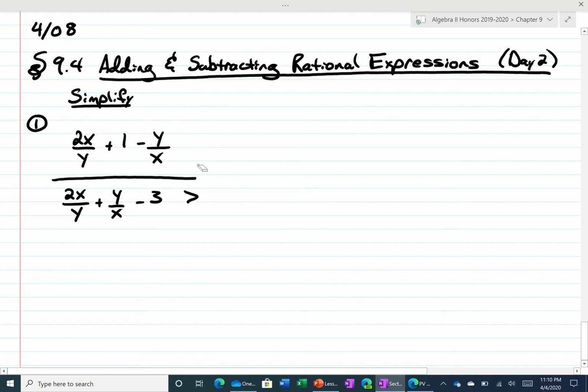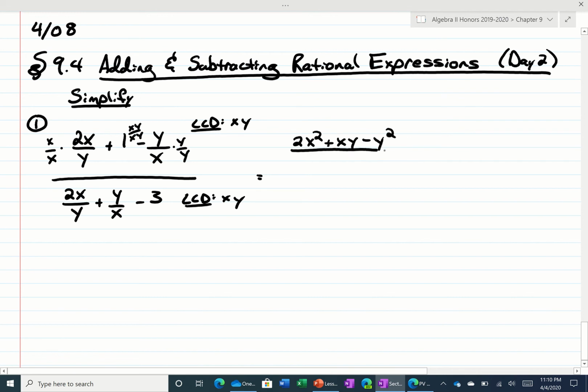So let's get started by finding the least common denominator first. For the top, it's going to be xy. For the bottom, it's going to be xy. So I'm going to have to multiply by x over x, xy over xy, and y over y. So the top is going to be 2x squared plus xy minus y squared all over xy.